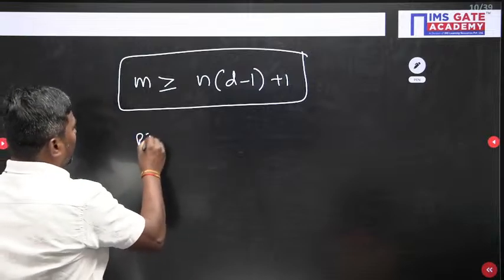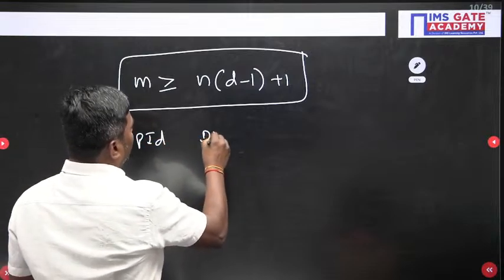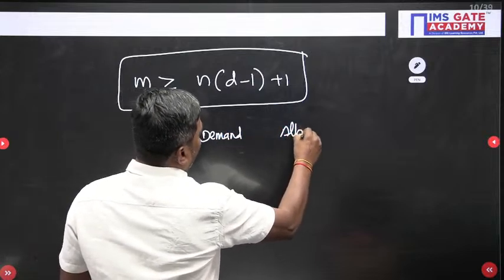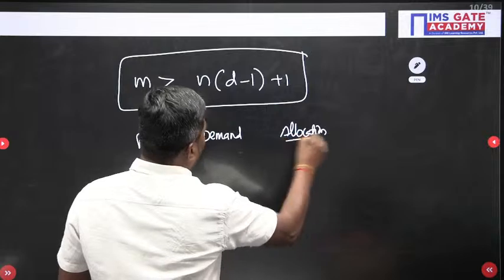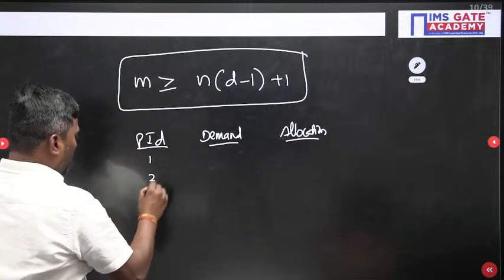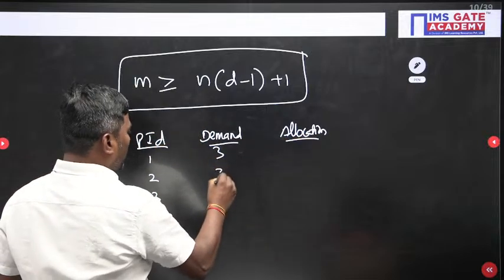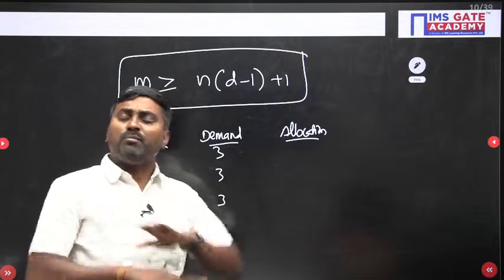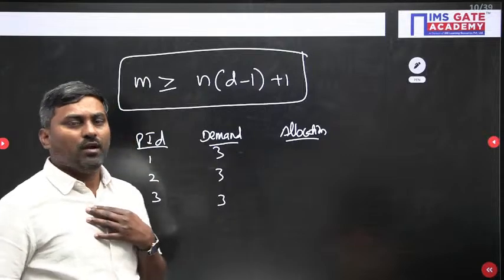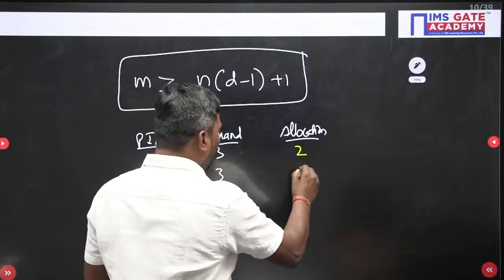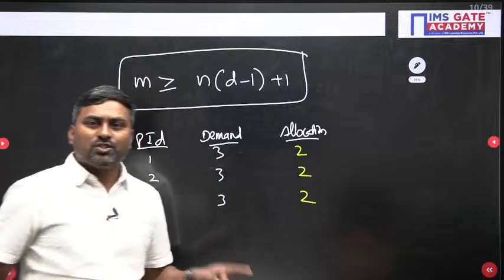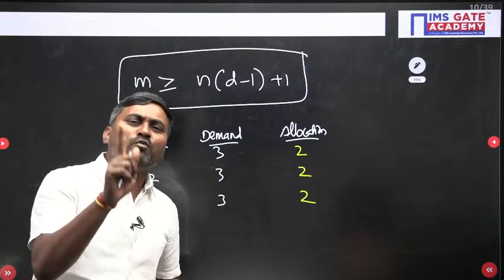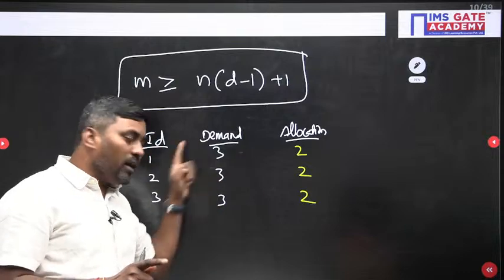Suppose there is a process ID, a maximum demand, and an allocation. I will explain with a simple example. Let's take processes P1 and P2, each demanding three resources. How many minimum resources should be in the system so that deadlock will not occur? I said demand minus 1. Most of the resources they got, but because of one resource they can be in a deadlock or not.